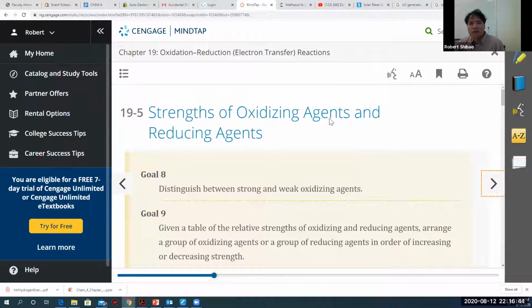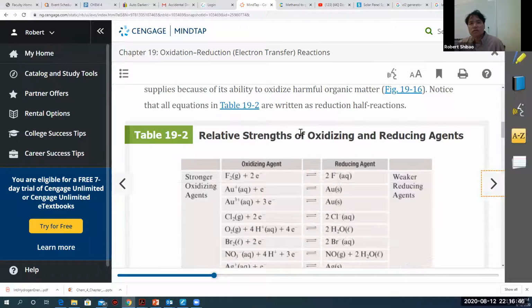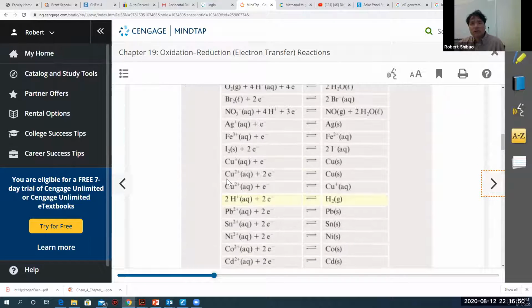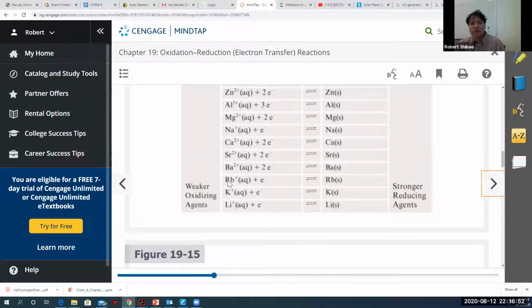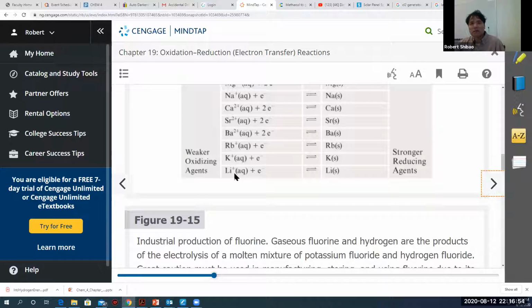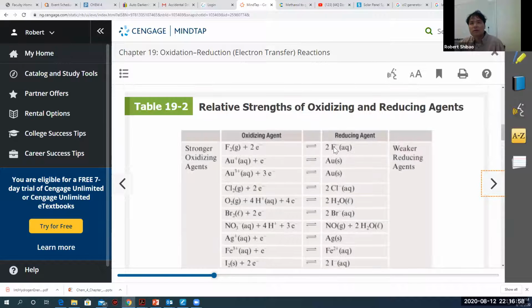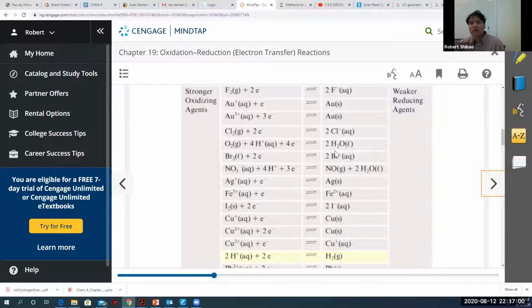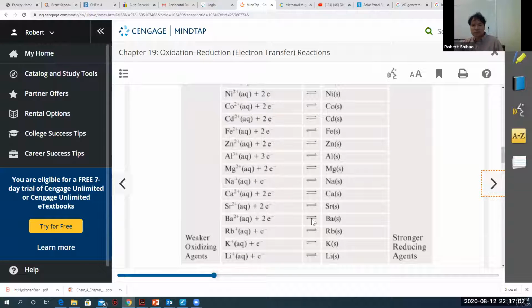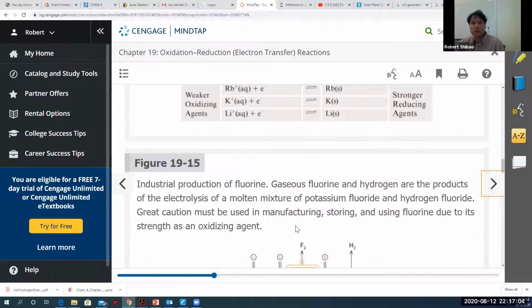Strengths of oxidizing agents and reducing agents. We just look at the chart. The strongest oxidizer is fluorine. Okay. This chart's very similar. The weakest oxidizer is lithium ion. The strongest reducer is lithium metal here. The weakest reducer is fluoride. There are weaker and stronger species, just not listed on the chart here.